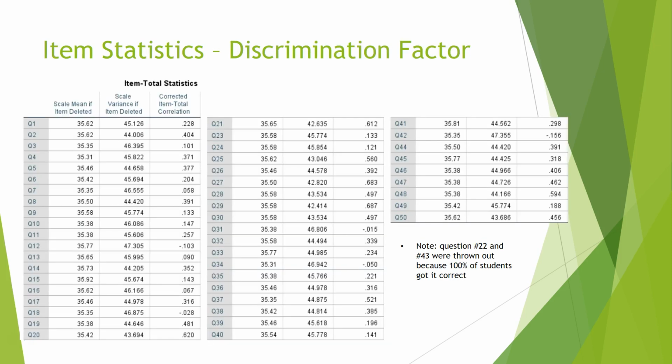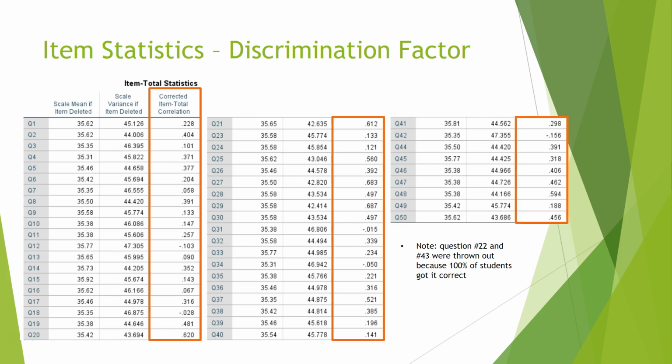The second thing I would look at would be the discrimination factor, and I used SPSS as well for that. We're really doing a reliability analysis when we're looking at this corrected item to total correlation. So it's this column that I'm looking at in terms of the discrimination factor. SPSS throws out anything that had 100% or a discrimination factor of 1, so 22 and 43 are thrown out on this one as well.